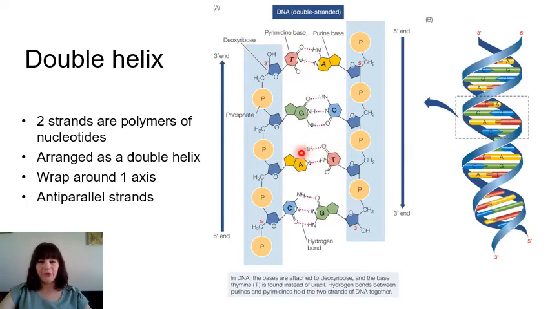I'd like you to also notice the pattern. We've got T binding to A and G binding to C, and it is always that case. A never binds to C, for example. So the complement is what we call the base that binds to this base. The complement of thymine is adenine. The complement of guanine is cytosine.